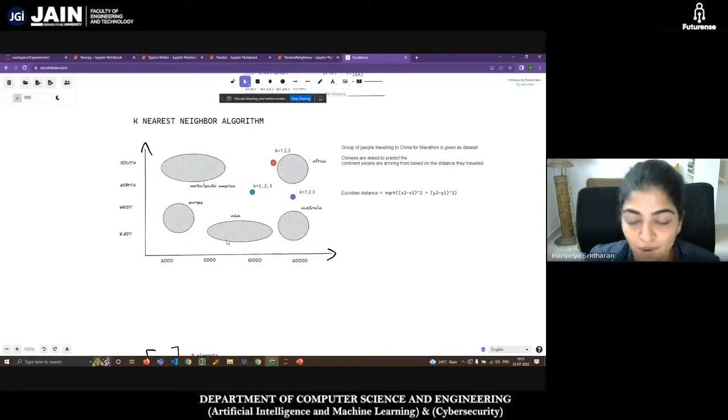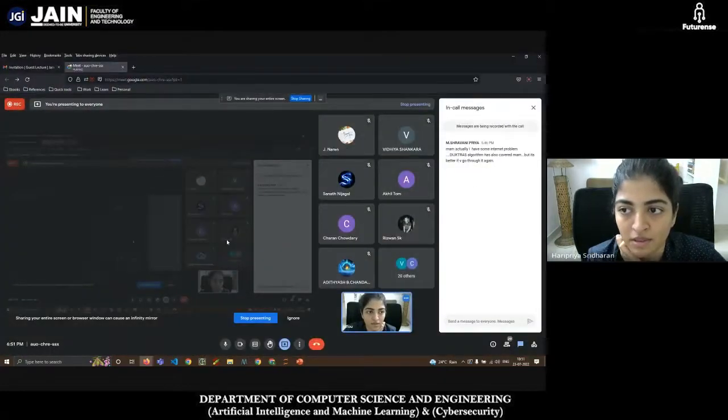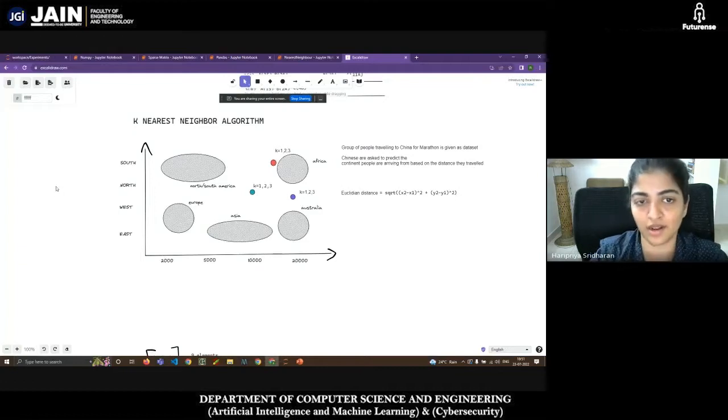This is also one of the widely used algorithms in machine learning. I'm assuming that it's not covered. So let's take an example of a group of people. You already have a data set of a group of people who are traveling to China for a marathon, say.